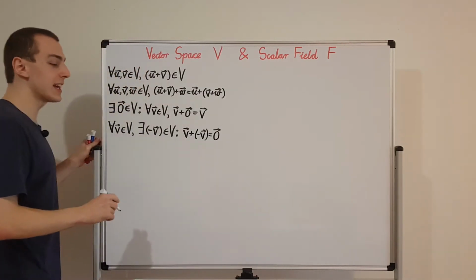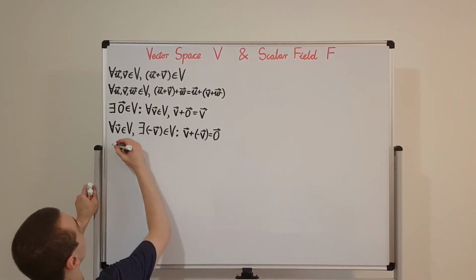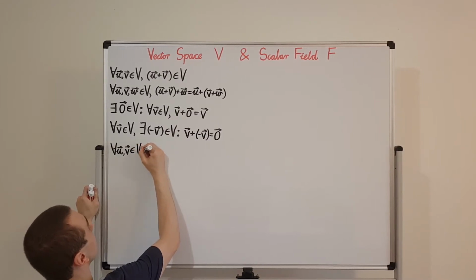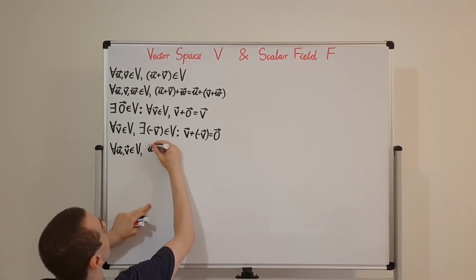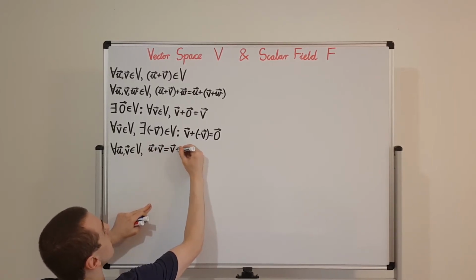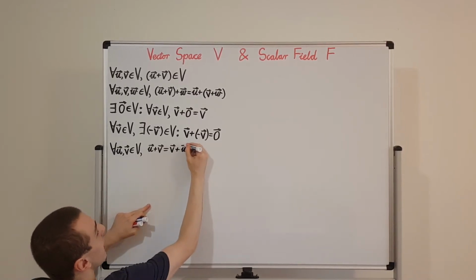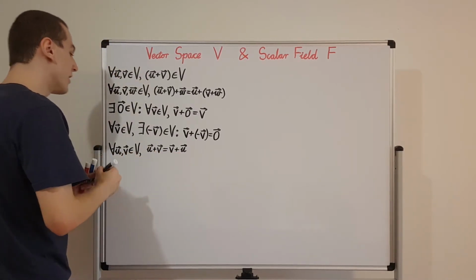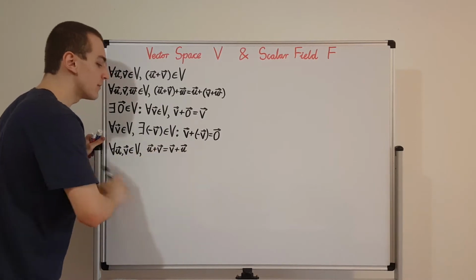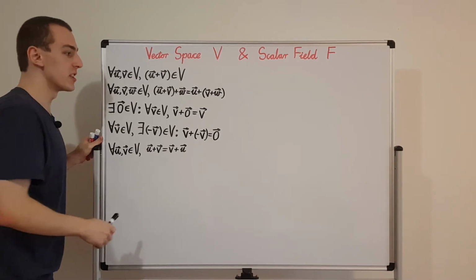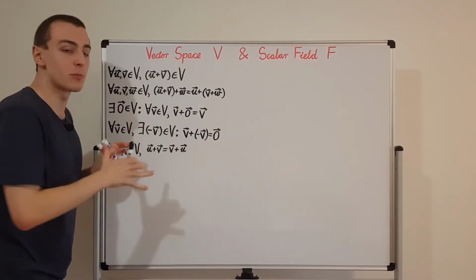So for that, we need the axiom of commutativity. And I'll write that over here. For all u and v that are elements of the vector space, I want u plus v to be equal to v plus u. So the order in which I add these guys together does not matter. U plus v is the same as v plus u. With this additional axiom of commutativity, now I have a commutative group under vector addition. So this is just half of the story. This is just the addition part of the story.